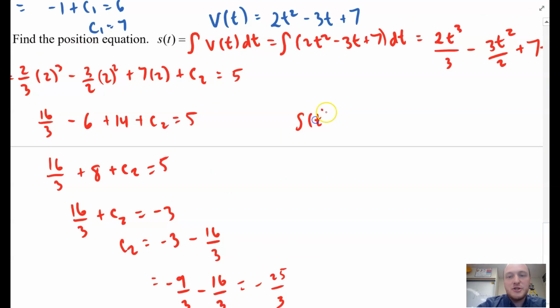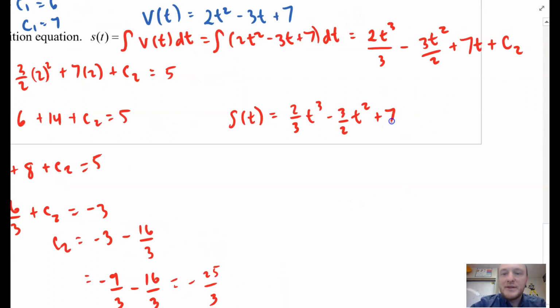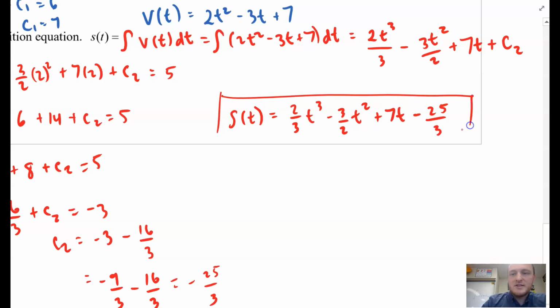S of t, the position, is equal to, now we get to write this mess again, 2/3 t cubed minus 3/2 t squared plus 7t minus 25 over 3. I don't know how to say over. Okay, let me know in the comment section. All right, so that is it.